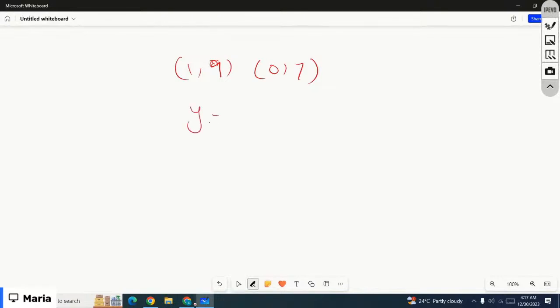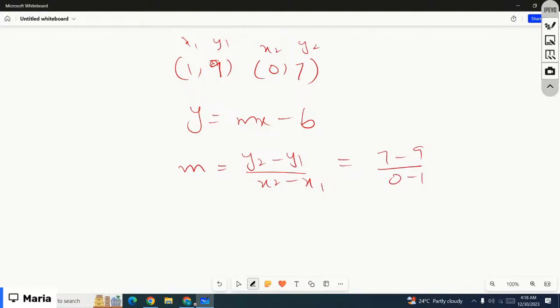You are given 2 points, just use the slope formula. The formula we use to calculate the slope is y2 minus y1 divided by x2 minus x1, right? This is x1, y1, this is x2, y2. So y2 minus y1, 7 minus 9, x2 minus x1, 0 minus 1. That is negative 2 over negative 1, that is 2, right? So the slope is 2.